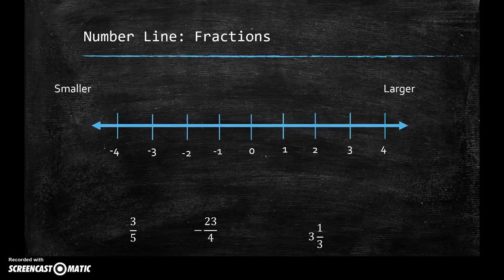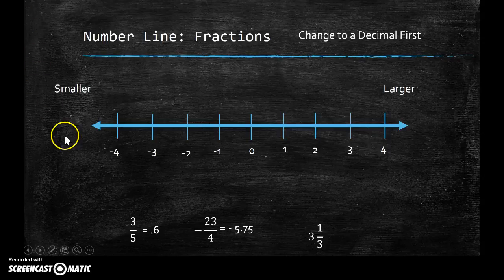Now, fractions, it's a little tricky. Some we can do without a problem. The key to do, though, is always change them to a decimal. So 3/5 is 0.6. Remember, we learned how to do this on our calculator. Negative 23 over 4 is negative 5.75, and 3 1/3 is 3.3 with the last 3's repeating.